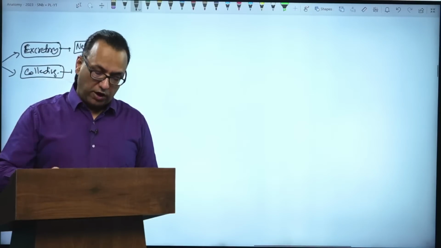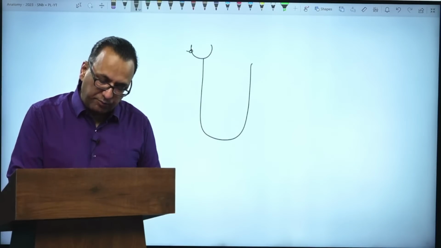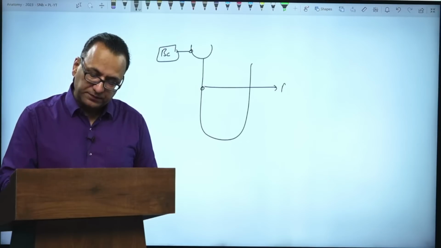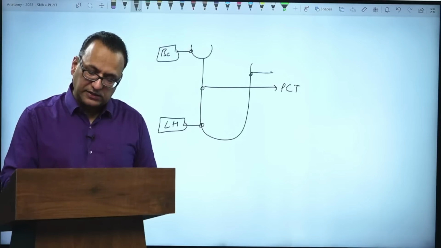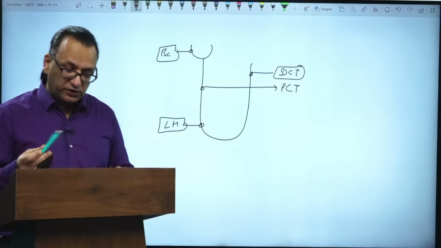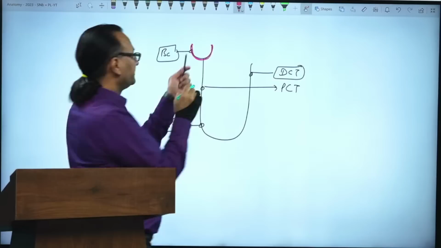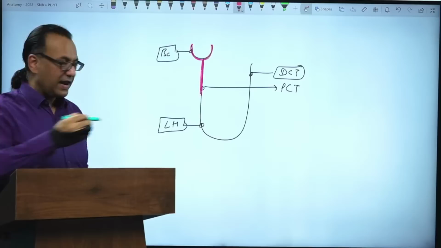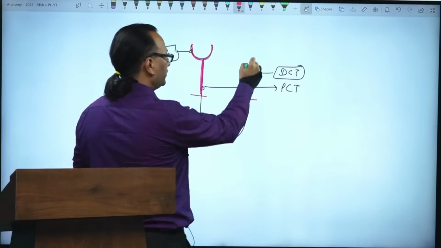Now, because we are talking about histology here, if you are looking at a nephron, it will be something like this. Nephron will have a Bowman's capsule, then there will be a proximal convoluted tubule. After that, there will be a loop of Henle, and then there will be a distal convoluted tubule. So as you see in this diagram, we are having Bowman's capsule here, then we are having the PCT. After that, we will have this loop of Henle, and then we'll have distal convoluted tubule.